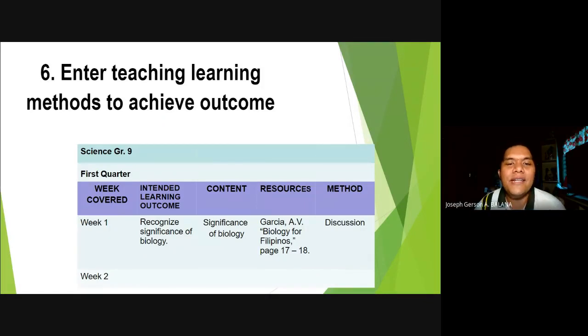Then enter the teaching method or the strategies and how you're going to deliver the content and the learning experiences. Unsa may method, unsa may pamaagi para ma-achieve nimo ang outcome o mahatag ang content. So you put your method. I believe you already know what are the different methods and strategies of teaching and learning.